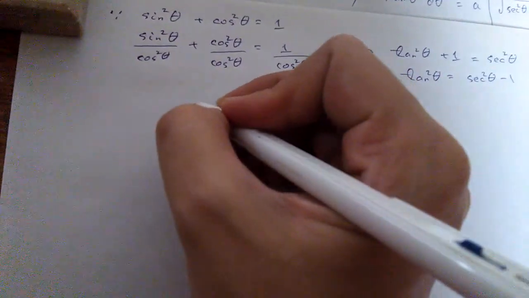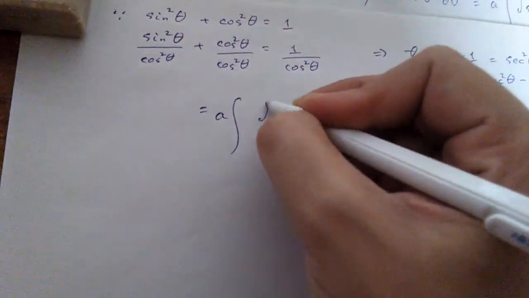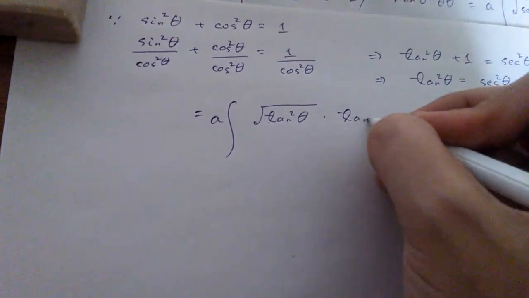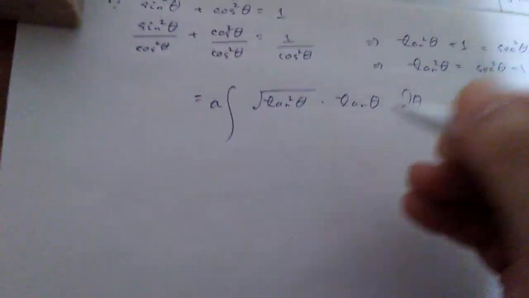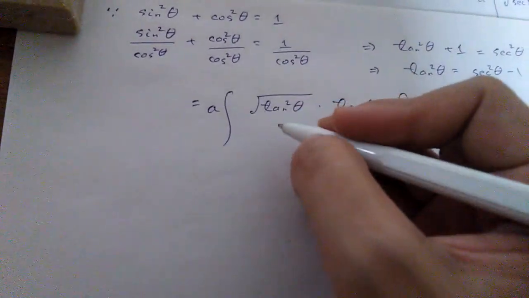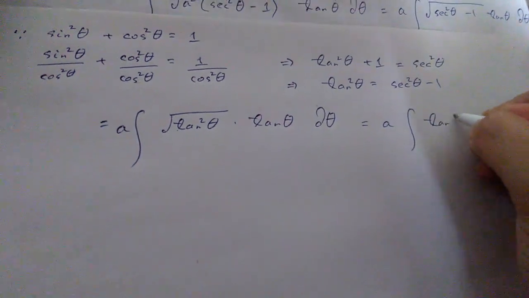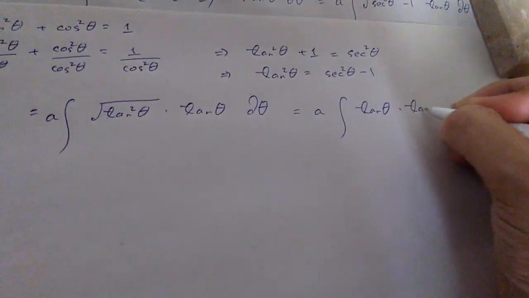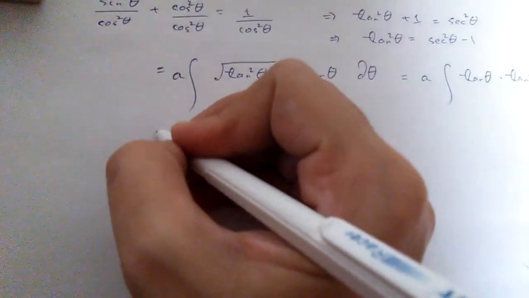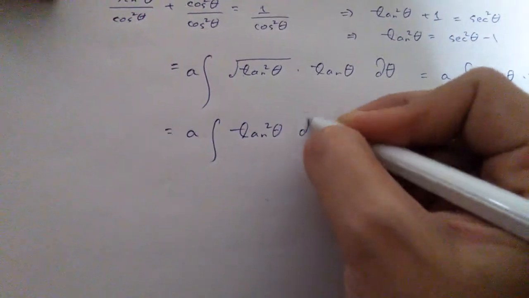Alright? So this is a under root tan squared theta times tan theta d theta. The square root is going to cancel the square power, you are aware of that. So I'm just having tan theta over here, and this is another tan theta, and on product it gives me tan squared theta d theta.